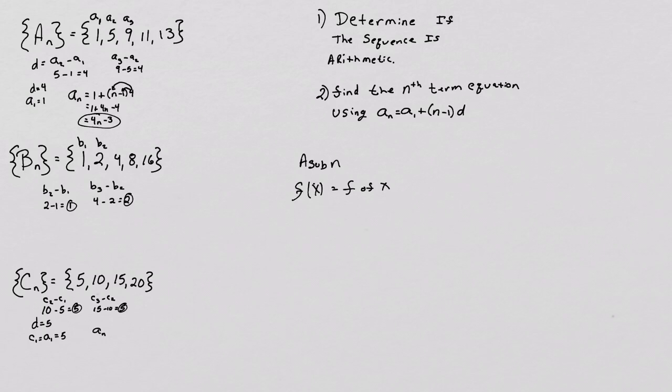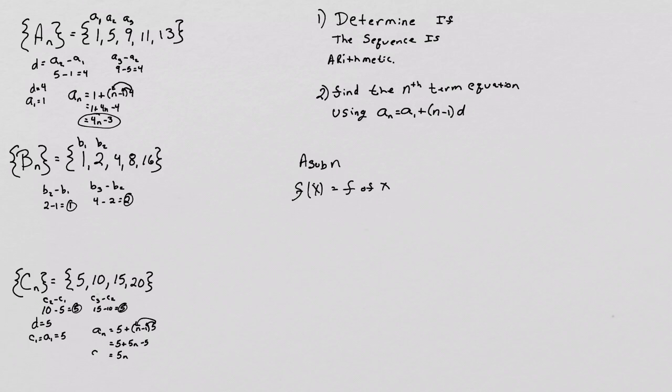So I'm going to use my equation, A sub n equals 5 plus my n minus 1 left alone times my d. Well, my d is 5. So now we're going to just kind of clean this up. We're going to distribute my 5, and I'll get 5 plus 5n minus 5, which means that it's going to be 5n when I combine like terms.